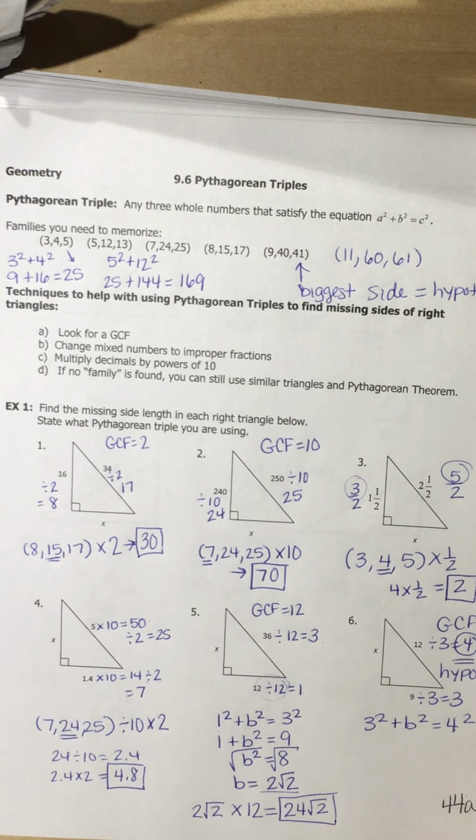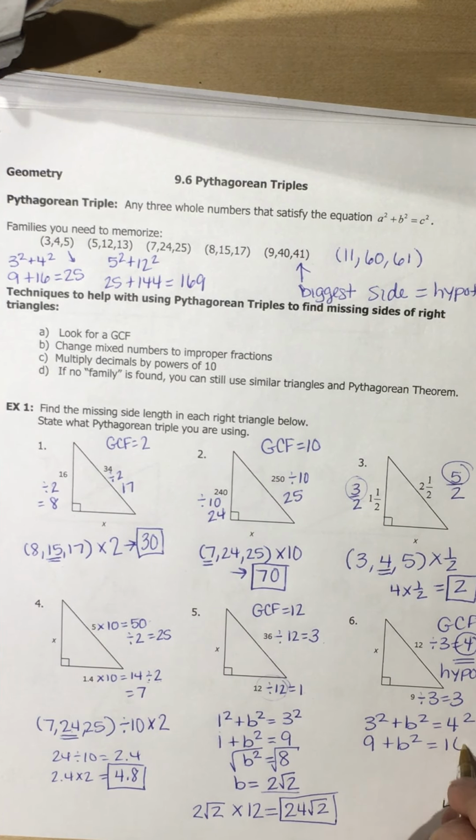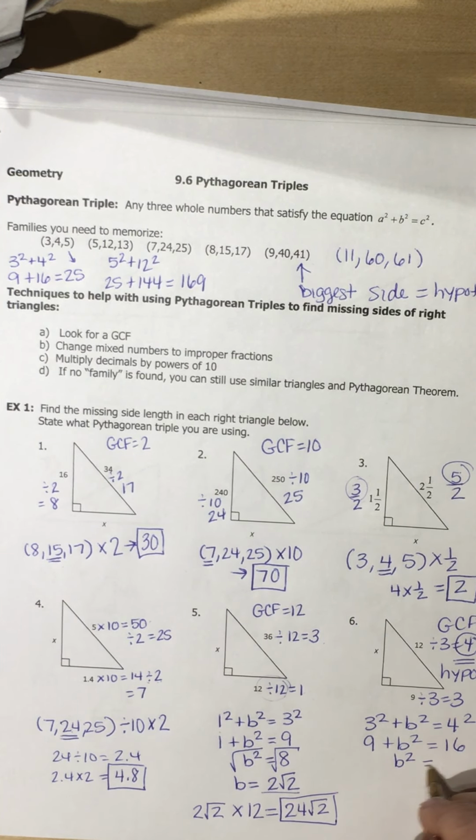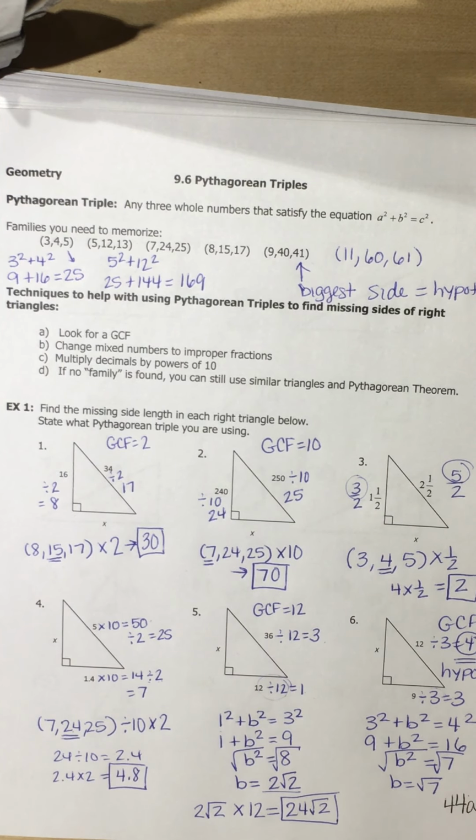So now we're going to go ahead and solve for b. We'd get 9 plus b squared equals 16. Subtract 9 from each side and we get 7. Take the square root of each side and we get that b is the square root of 7. And then we just go back here and we do the opposite operation of what we had done, the inverse, which is multiplying. So we're going to take the square root of 7, we're going to multiply it by 3, and then that's going to give us 3 square root 7.